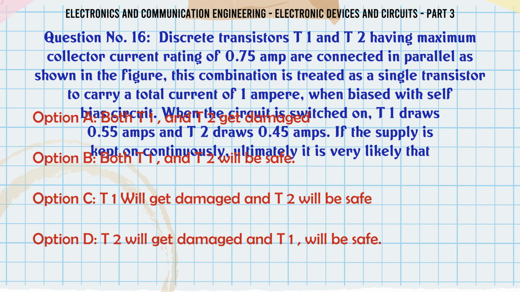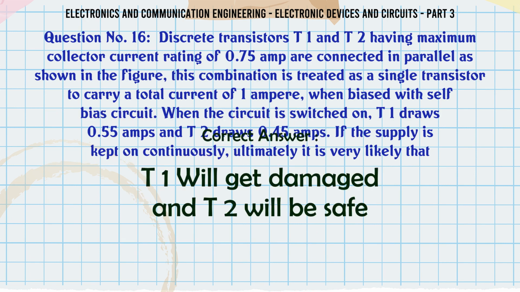A. Both T1 and T2 get damaged. B. Both T1 and T2 will be safe. C. T1 will get damaged and T2 will be safe. D. T2 will get damaged and T1 will be safe. The correct answer is T1 will get damaged and T2 will be safe.